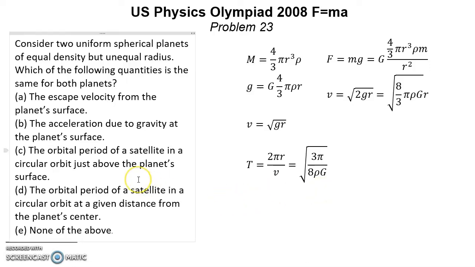So C is true. D, the orbital period of a satellite in a circular orbit at a given distance from the planet's center. This is not true, because each planet has a different mass, and at the same distance, if the mass is higher, we have a higher orbital velocity. That's it. In this problem we have C as the correct answer.